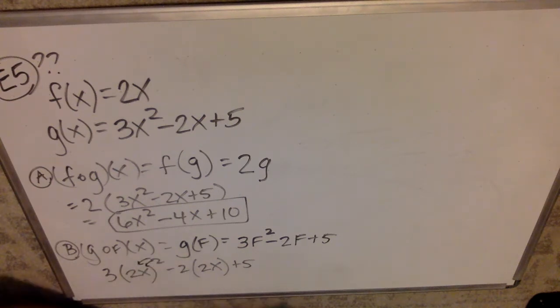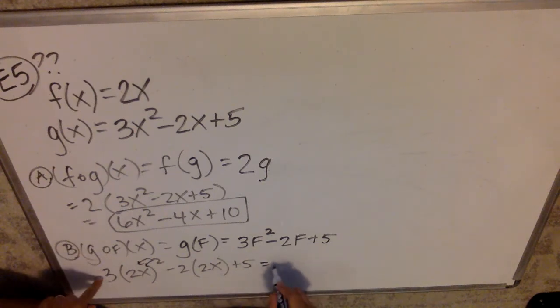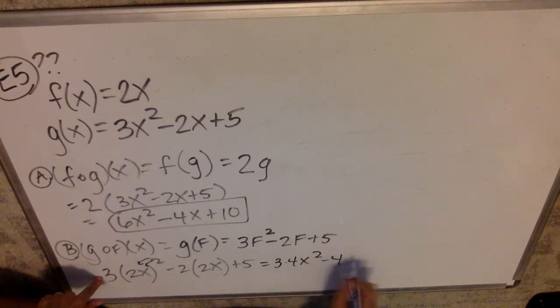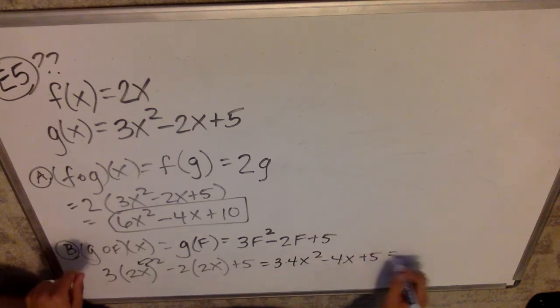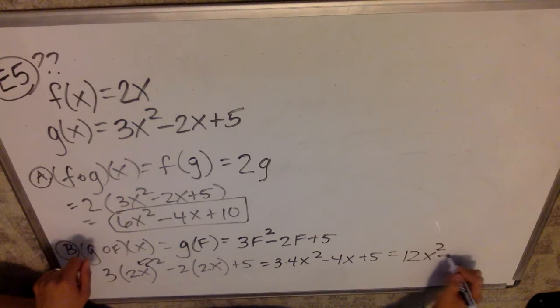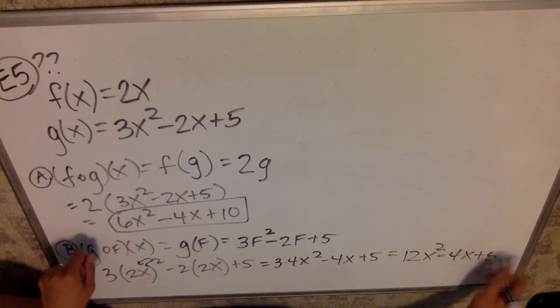So now when I clean this up, I need to recognize that both the 2 and the x are squared, right? Because that's what we learned about exponentials, right? So I'm going to get that this is a 3 times a 4 times an x squared minus a 4x plus a 5. So I get 12x squared minus 4x plus 5. Okay?